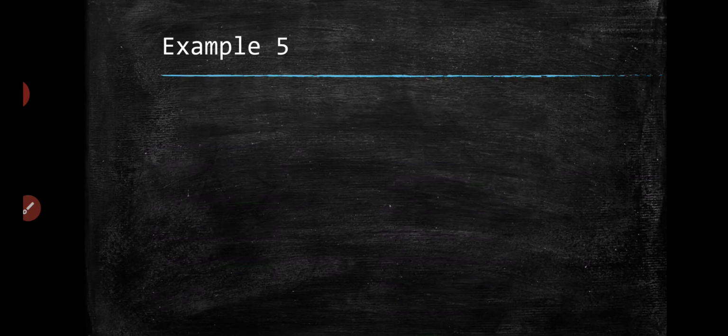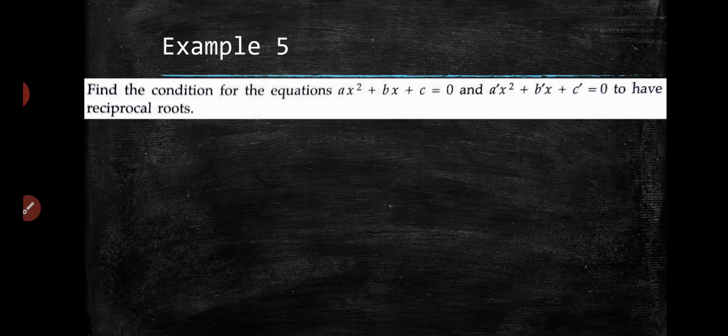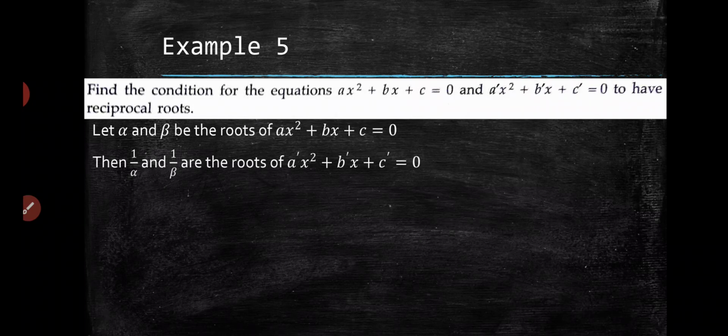Next, number 5. Find the condition for the equation ax square plus bx plus c equals to 0 and a dash x square plus b dash x plus c dash equals to 0 to have reciprocal roots. Now reciprocal roots means if roots of one equation is alpha and beta, then the roots of the other equation is 1 by alpha and 1 by beta. Right? So if alpha and beta are the roots of this equation, then 1 by alpha and 1 by beta are the roots of the second equation.